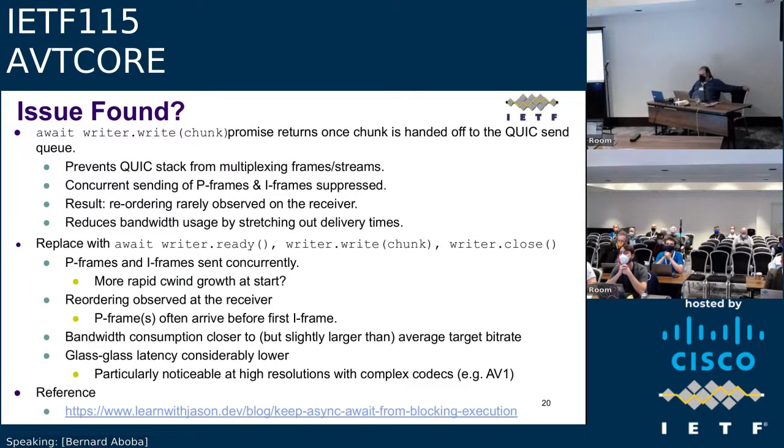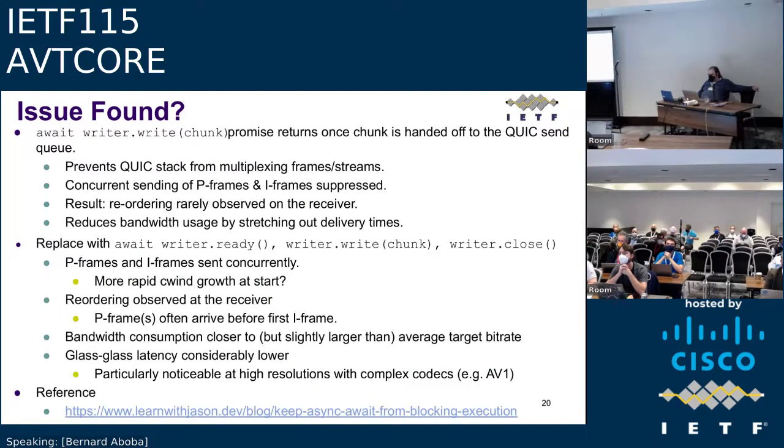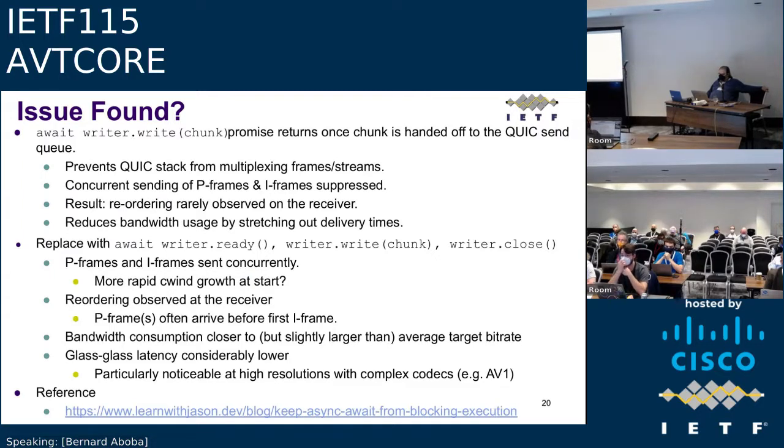We, I think, finally figured it out, which was basically that you have to be very careful in the way you write in the WebTransport API. In particular, it is not recommended to await writer.write because that promise returns once a chunk is handed off to the QUIC send queue, and that effectively prevents the QUIC stack from multiplexing frames or streams on WebTransport. And so you suppress the concurrent sending of P frames and I frames.